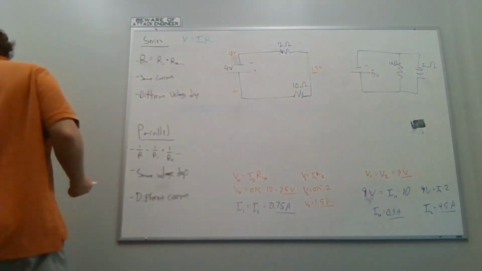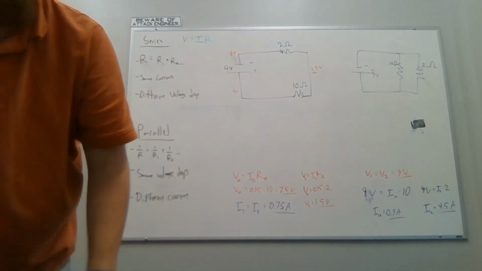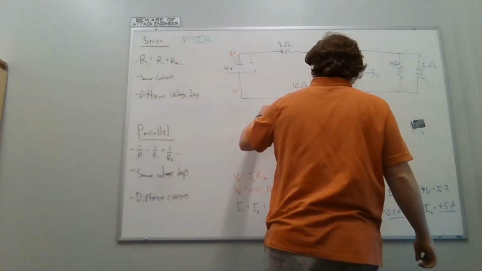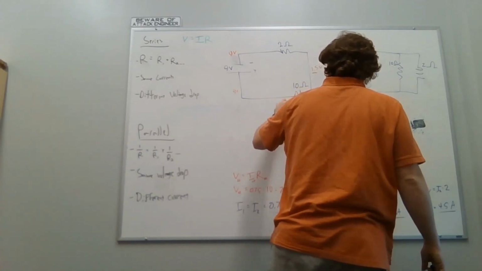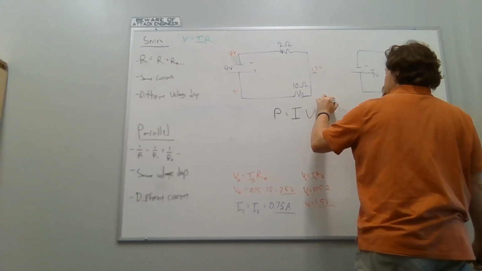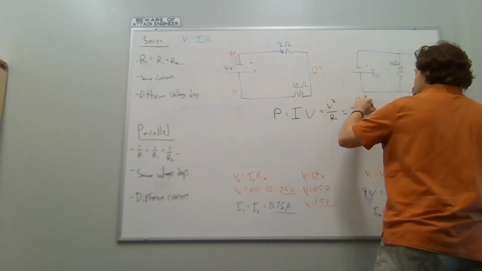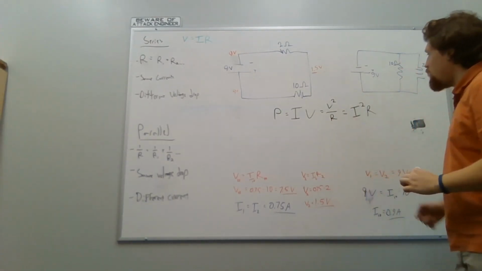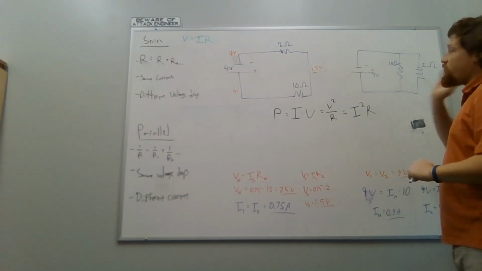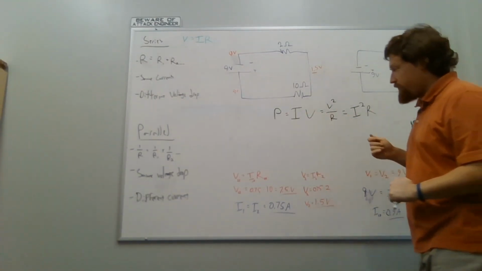Now, we have many different formulas for power. I'm going to put them all up for us to look at real quick. Electrical power equals I times V. It can also be equal to V squared over R. It can also be equal to I squared times R. So for each resistor, we just have to pick one of these three things to find the power running through it.